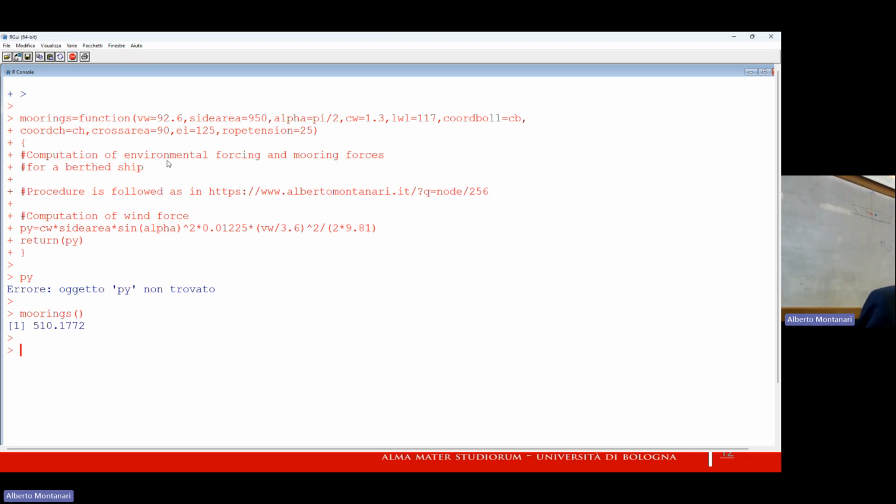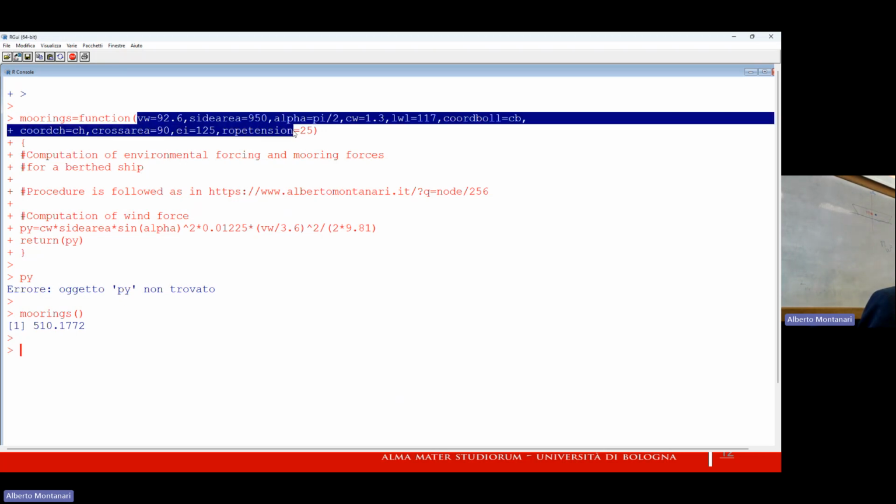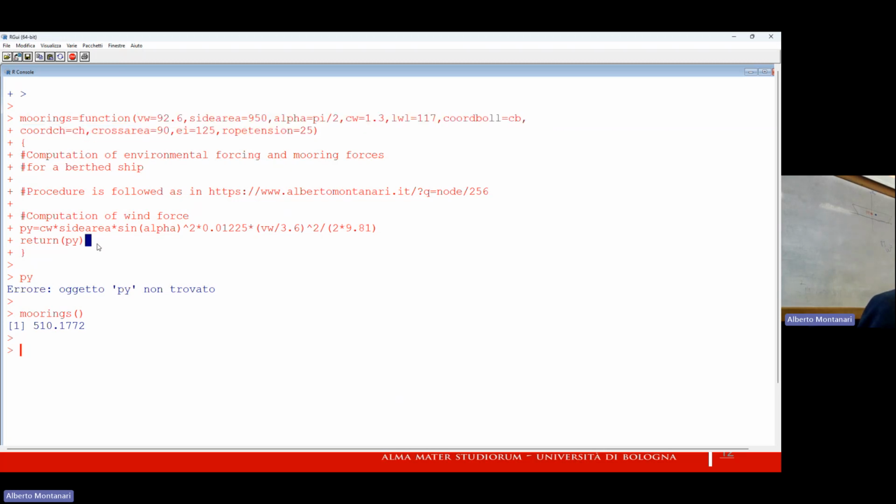So what I did here is to write a function in R, which, based on these default parameters, which are the data that I need, computes the wind forcing. And this is what we did last time, okay? And I completed the function by giving the instruction of giving back to me the amount of the wind force. And then when I run the function, I get the wind forcing. And this is what we did last time. Now, let's compute the rotational moment.